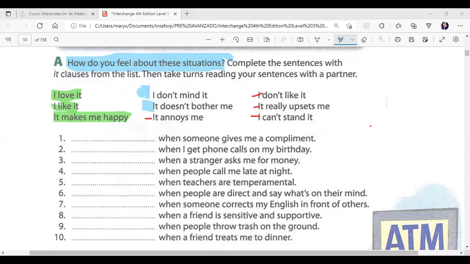Love it when I get phone calls. My daughter makes me happy. When a stranger asks me for money. When someone sent a message.